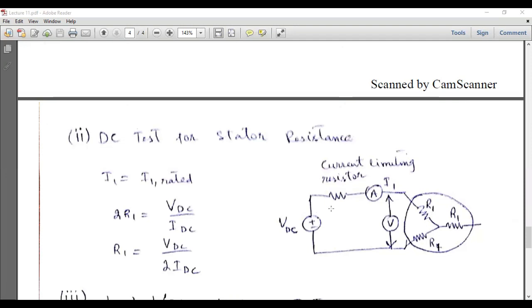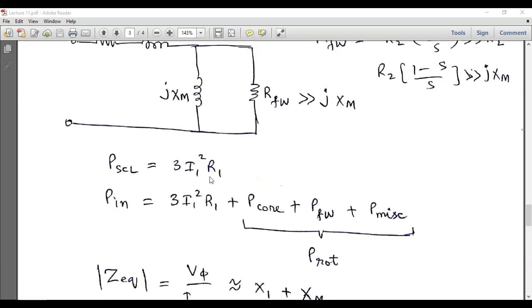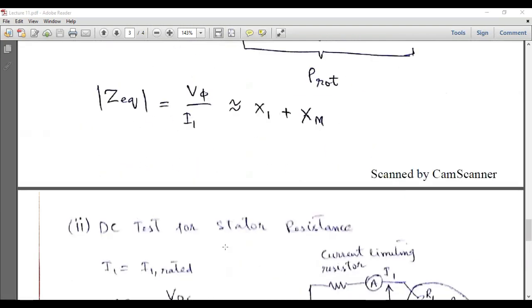So this voltage should be increased slowly until we reach the rated current, and at that instant we will measure this voltage and this current, and their ratio will give us 2R. So when we divide this ratio by 2, we will get R1. So this test will provide us the stator winding resistance, and this stator winding resistance will be used in this test to calculate the stator copper losses.